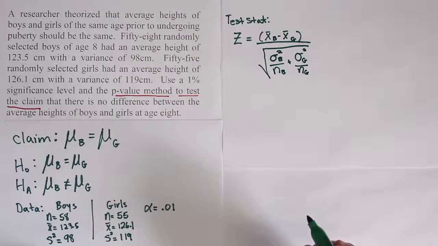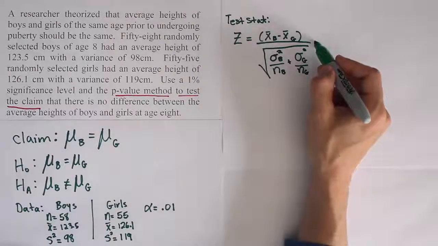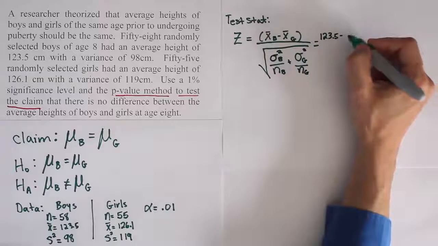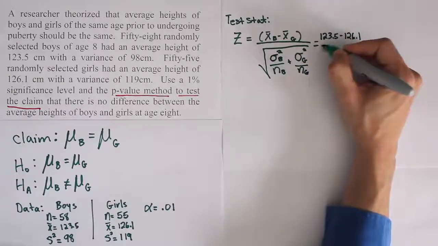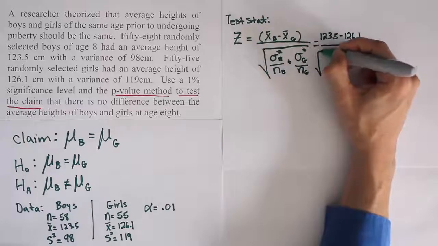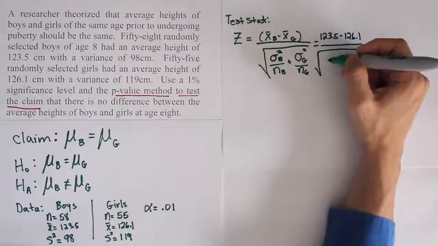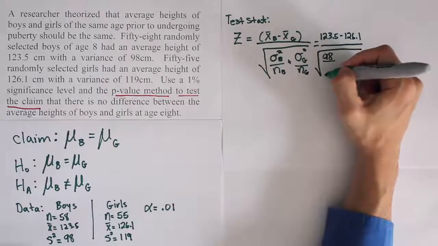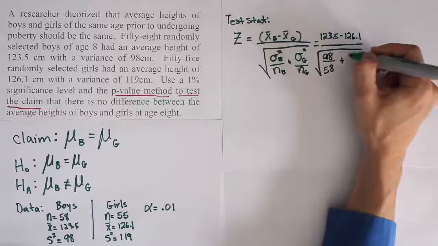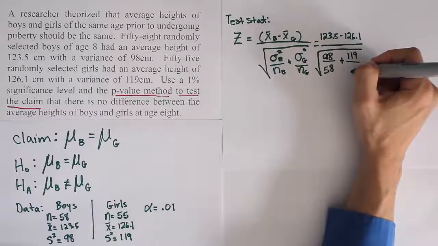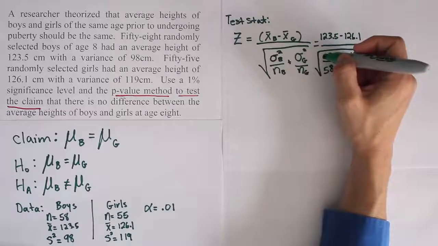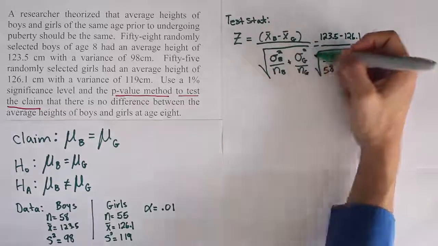Okay, so let's plug in those numbers and come up with our test stat for the problem. When I put the sample means in, I get 123.5 for the boys minus the value for the girls, 126.1, all of that divided by the square root of the variance for the boys, which is 98, over the sample size for the boys, which is 58, plus the variance for the girls, which is 119, over its sample size, which is 55. And again, notice I don't have to square them because the variances are already squared, and we're using the sample variances as replacements for the population variances.